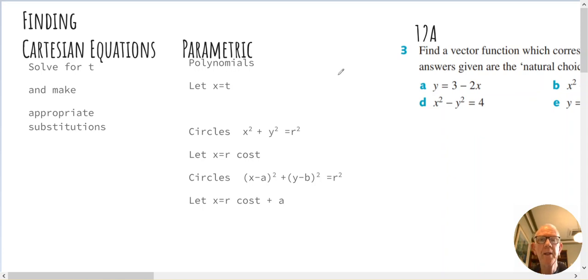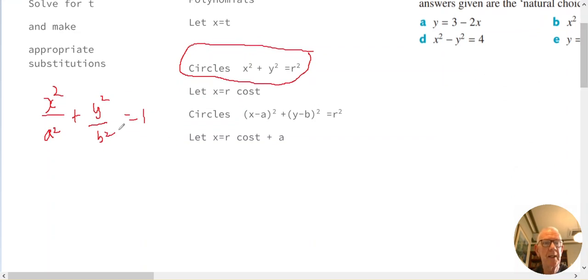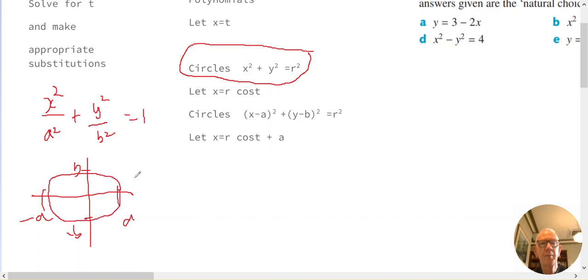So maybe in class we didn't make it very clear. This is the general rule for a circle, and this is the general rule for an ellipse. And with that ellipse, we end up with it going from negative a through to a and up to b and down to negative b, and that's what our ellipse looks like. So we used r cos of t when I had a circle.